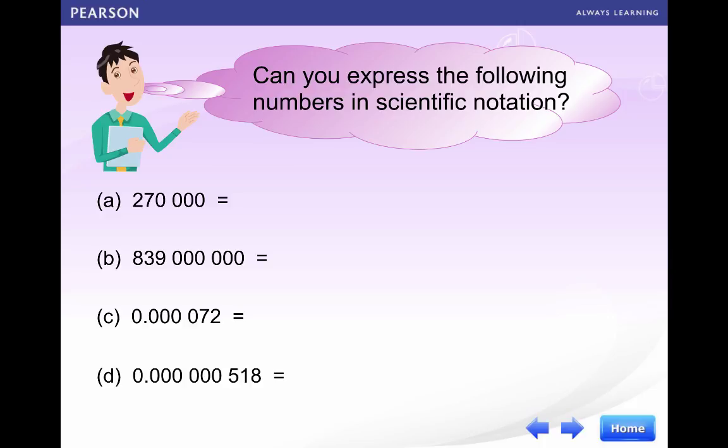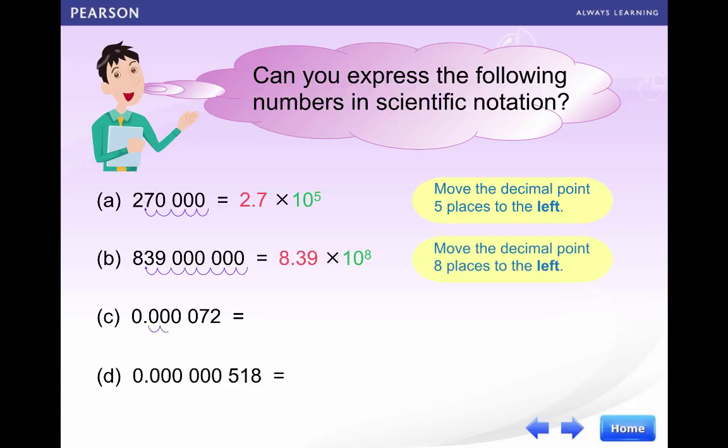So can you find the value for these in scientific notation? Part A, there's 270,000, and you can change it to 2.7 times 10 to the power 5, because the decimal place moved 5 times. And part B, you can count it, it should be 8 times, and the first term is 8.39 times 10 to the power 8.